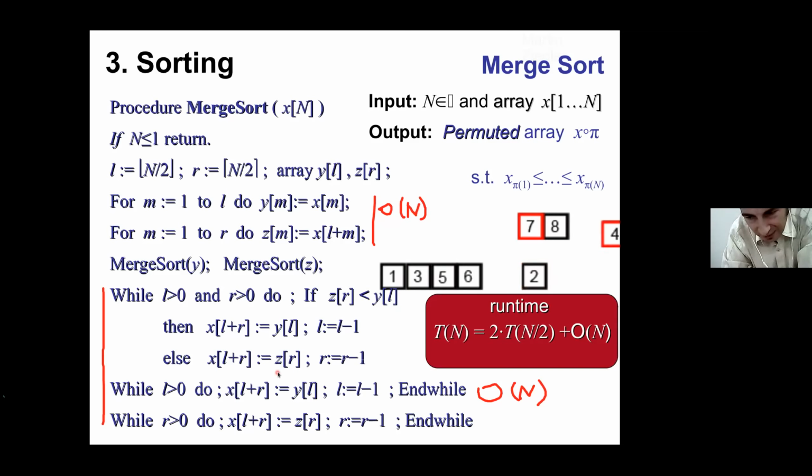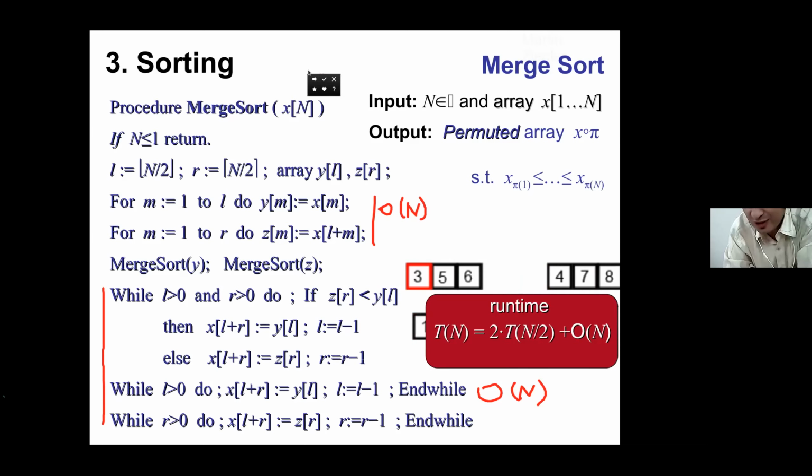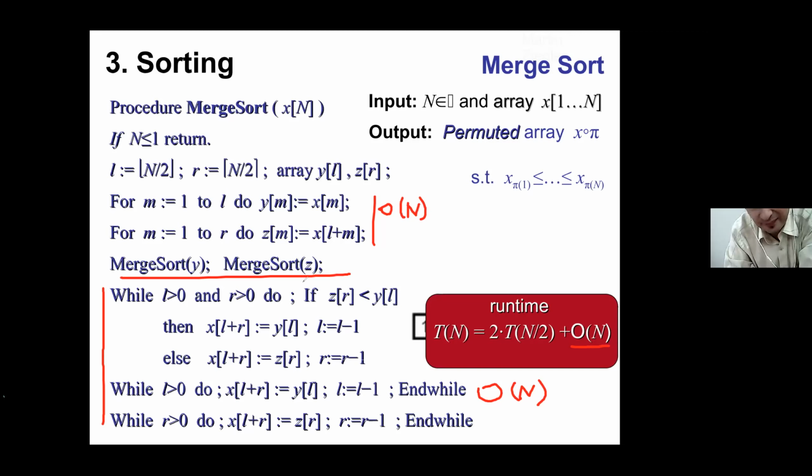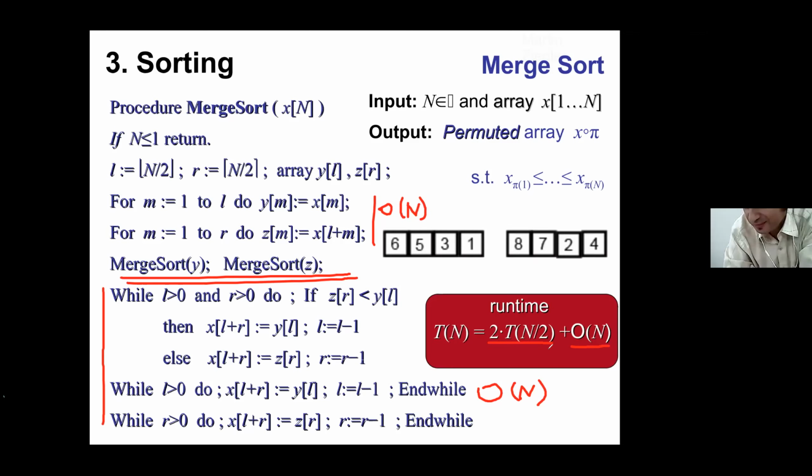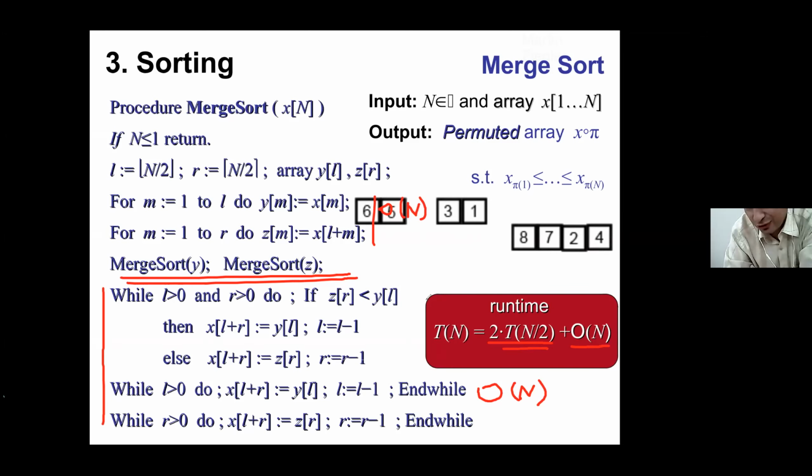Both the copying and the recombination part are O(n), and this is what gives you this O(n). So all of the O(n) comes from the copying and the recombination. And then you have two recursive calls, which are here, and this is what brings you this factor 2 times T(n/2).